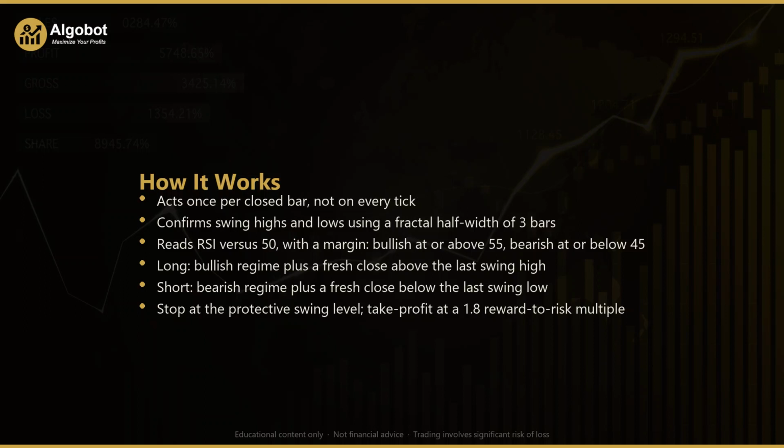The expert advisor works on closed bars, so it makes one decision each time a new bar completes, rather than reacting to every tick. On each new bar, it first updates its picture of structure. Using a setting called SwingHalfWidth, which defaults to 3, it confirms a swing high when a bar's high stands above the 3 bars on each side of it, and a swing low when a bar's low sits below the 3 bars on each side. The most recent confirmed swing high and swing low become the live resistance and support.